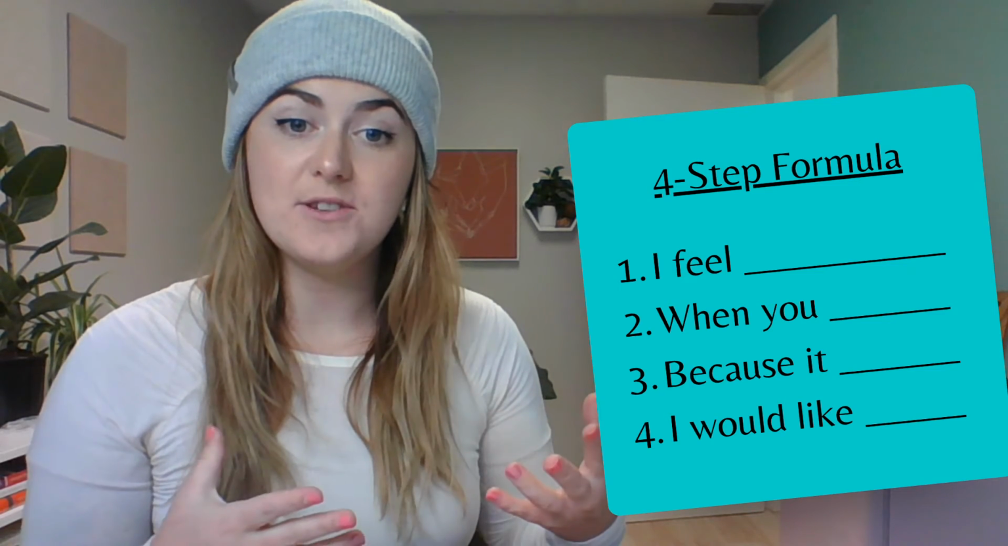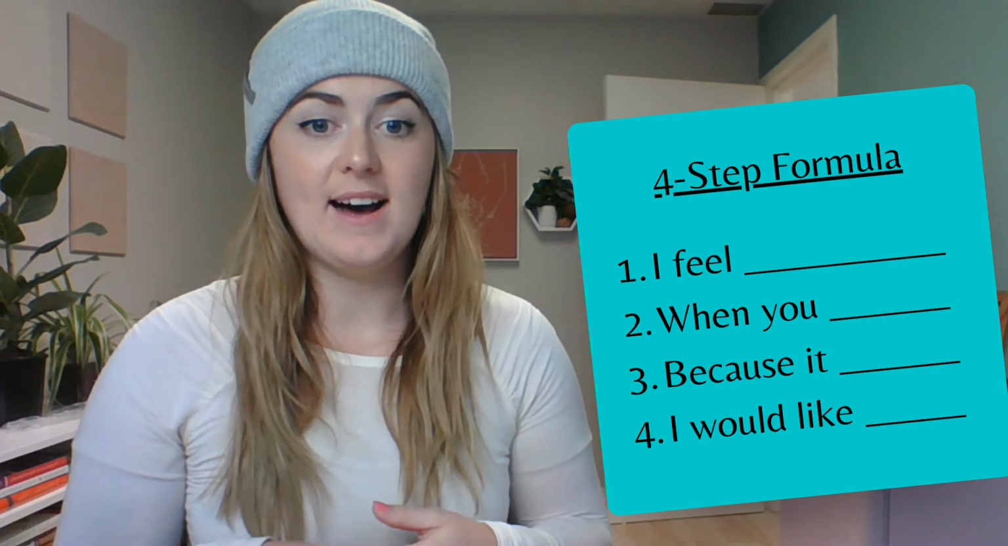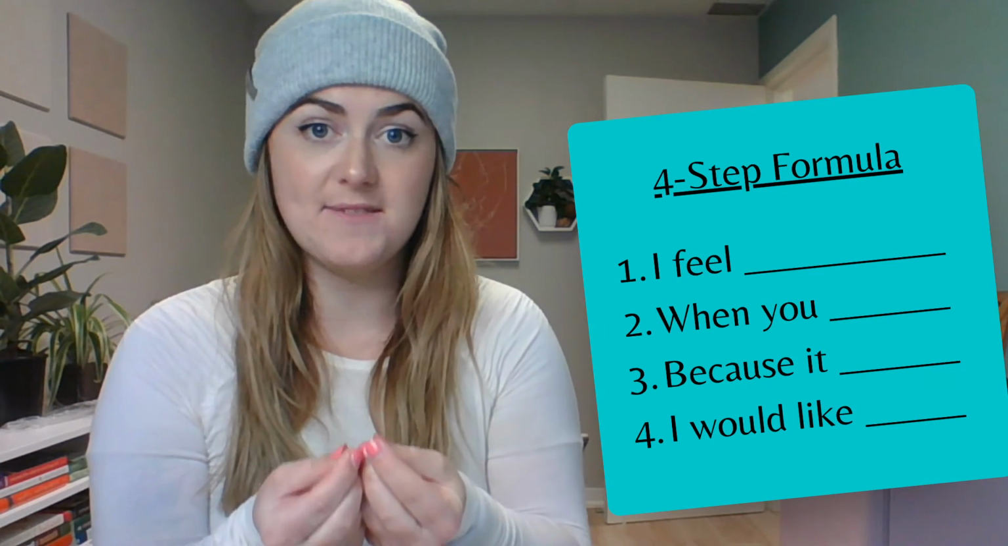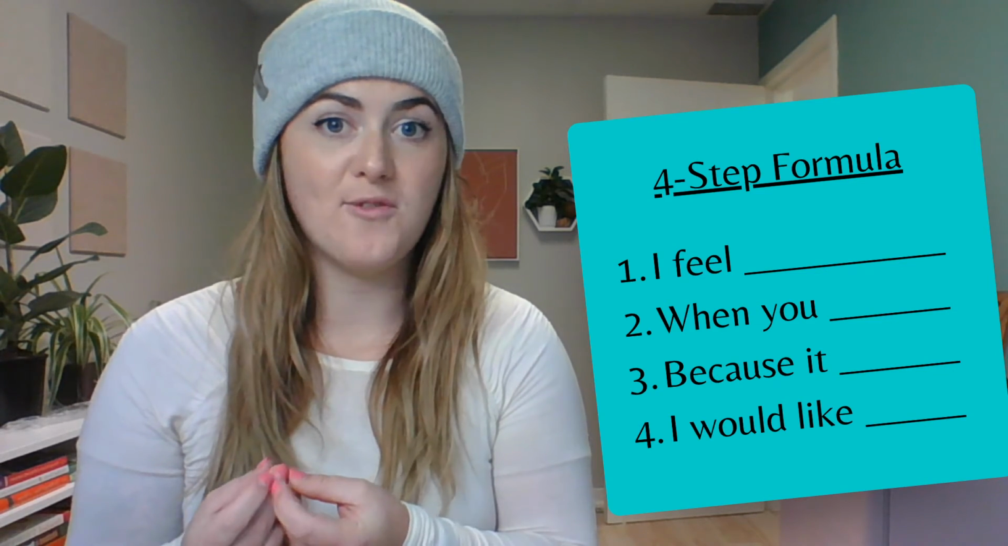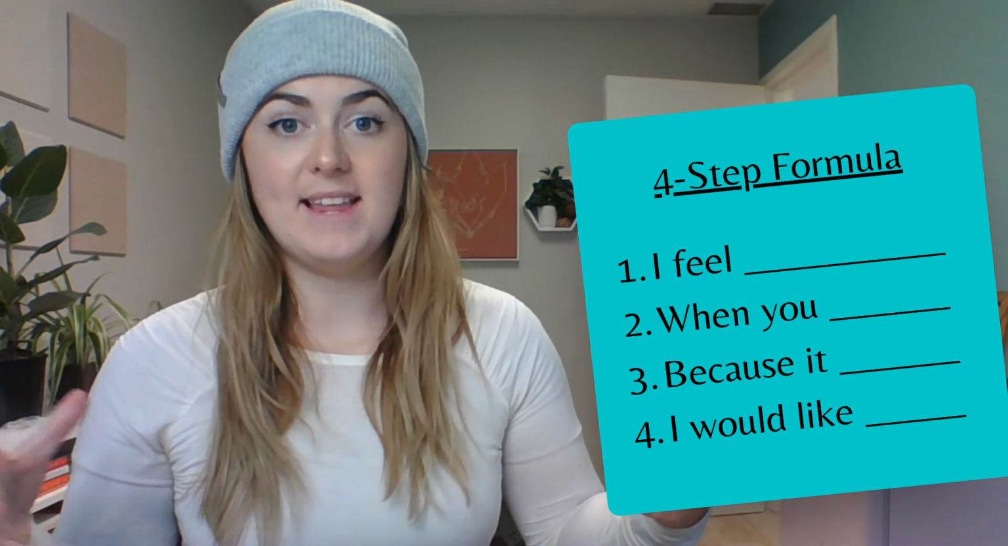The second is "when you," and this is where you give specific detailed evidence about what it was that this person did. This applies more to conflict type situations than if you're requesting something out of nowhere. But you'll say "when you did this specific thing," and if you want to be more detailed, "at this specific time," so over our lunch break. The third step is you say "because it," and this is where you talk about how it impacted you, how it impacted your relationship with this person.